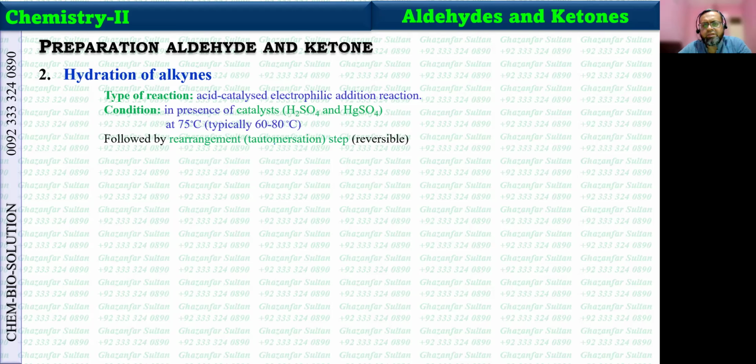And this is followed by rearrangement, that is called tautomerization. Although this name is not part of our syllabus, I will explain it because this is a very important reaction, especially for pre-medical students, because when they study the glycolytic cycle, tautomerism occurs at the stage of conversion of enol pyruvate to pyruvate.